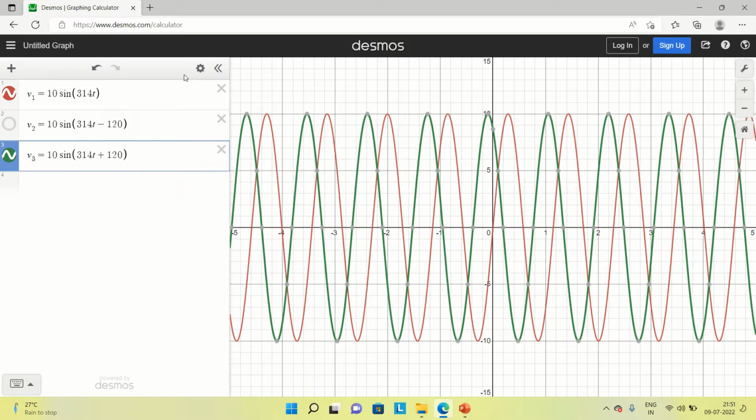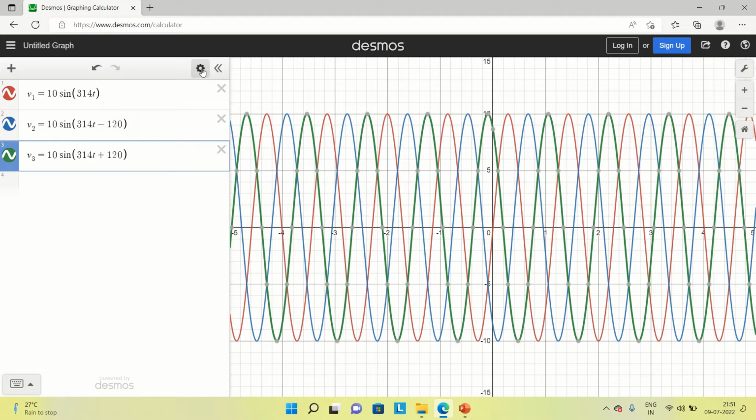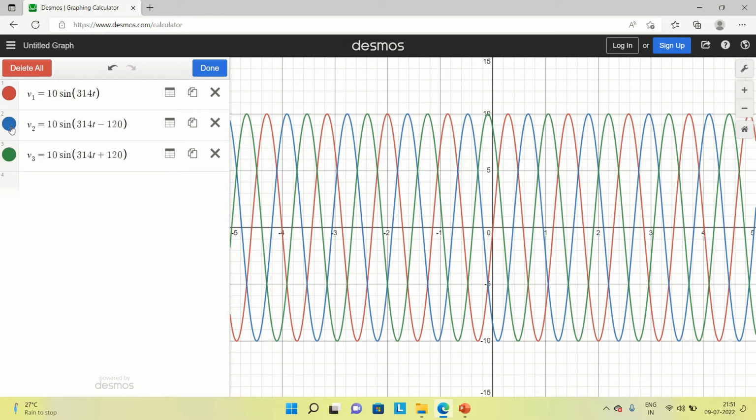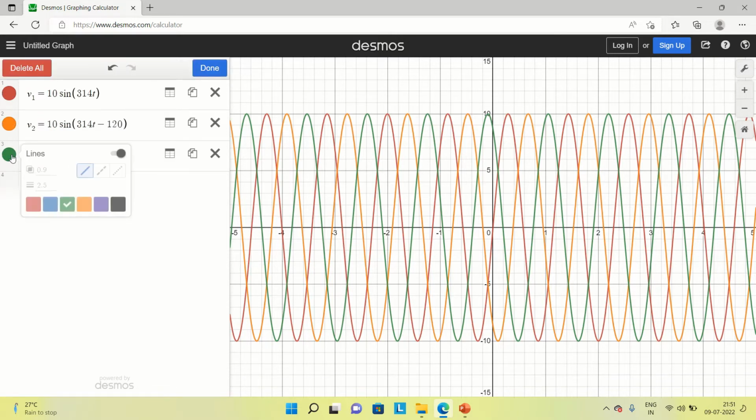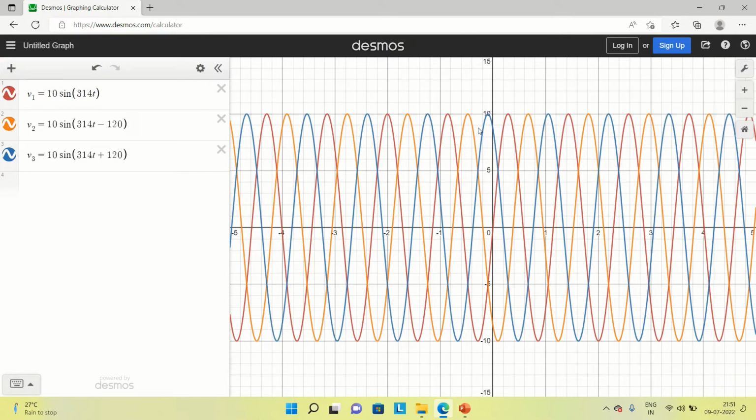You can change this color also. This blue color, go to setting. Click on this. Let me choose yellow here. Done. R, Y, and this color I want to change it to blue. You can change it. Done. Okay, now you can see this red color waveform starting from 0, and both blue and yellow color waveforms 120 degree away from this red color waveform.